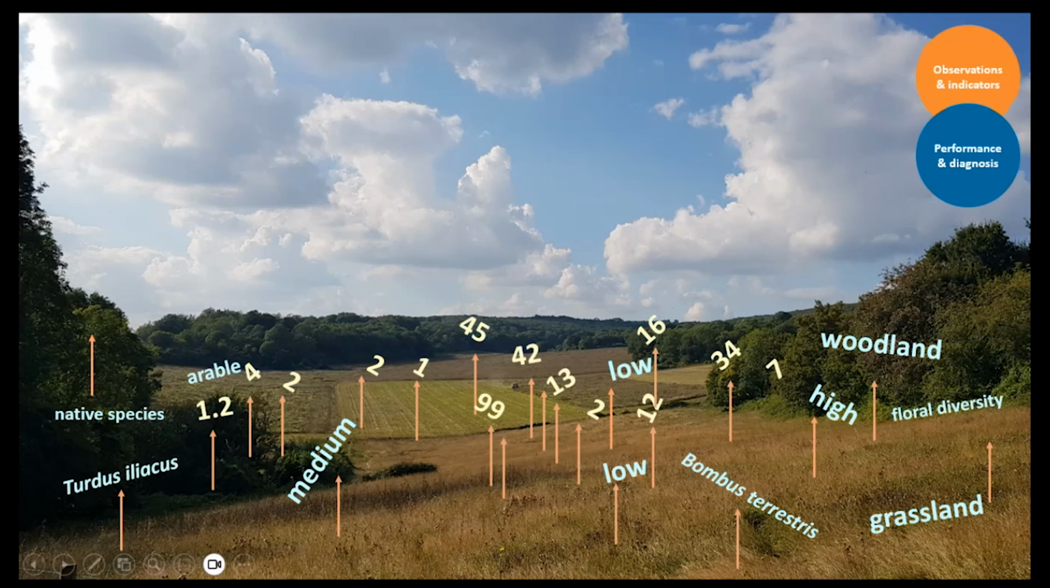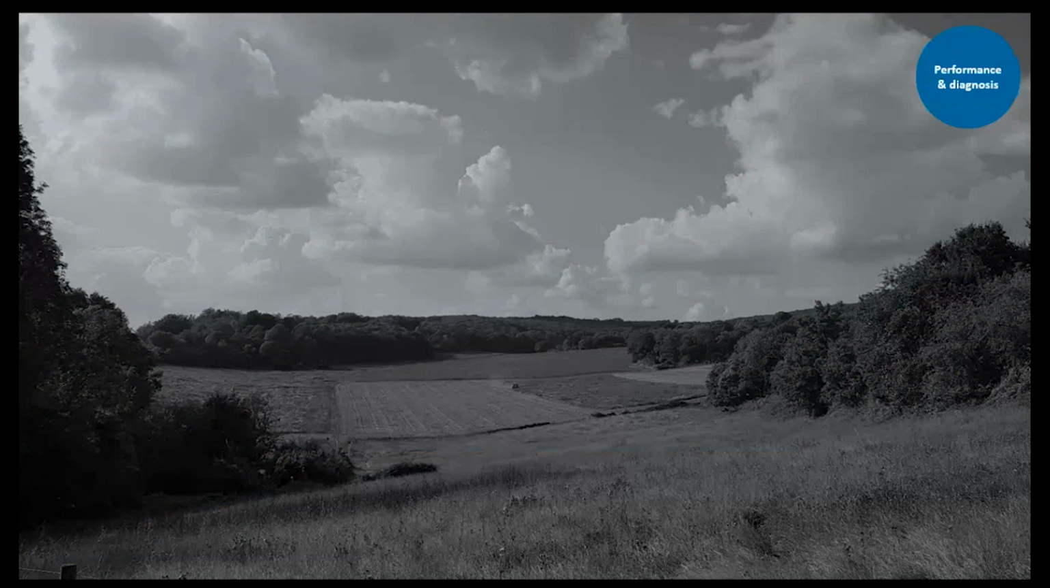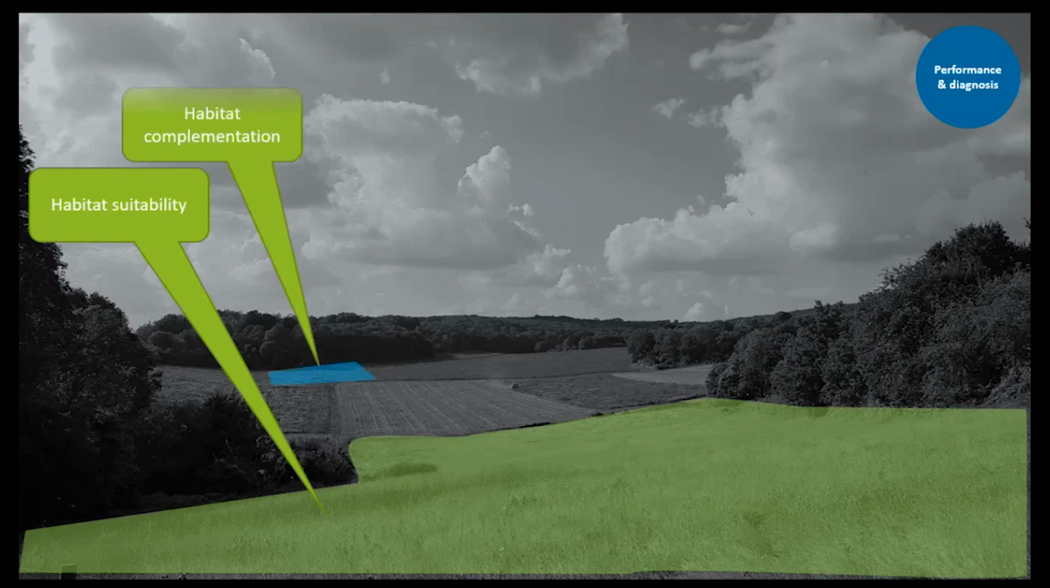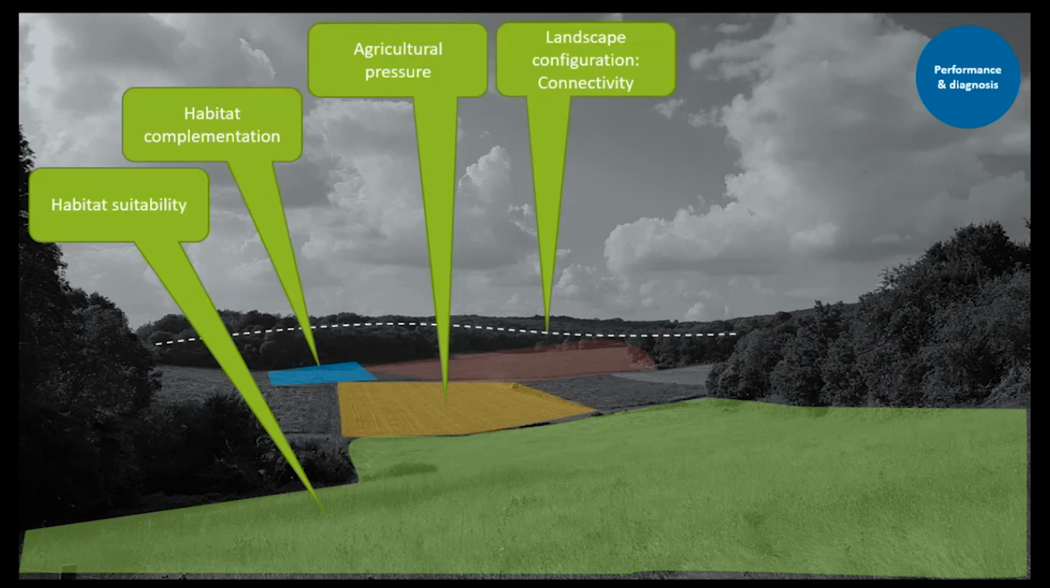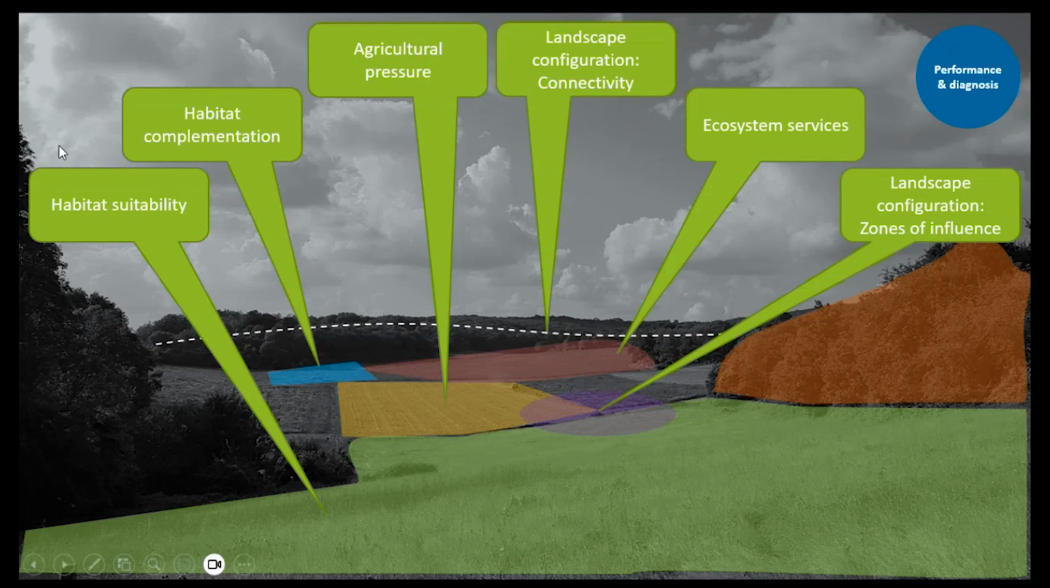It's then a question, how do we use this data to actually make some assessment of this landscape to help us manage it? That's where we slip over from observation indicators into performance and diagnosis. And we can use that data within the FEAST tool to do a number of assessments and calculations. We can do calculations on habitat suitability, which will take account of habitat complementation. Is it meeting all the needs of each species? We can account for agricultural pressure. We can take account of landscape configuration, both in terms of connectivity and also zones of influence for particular species.